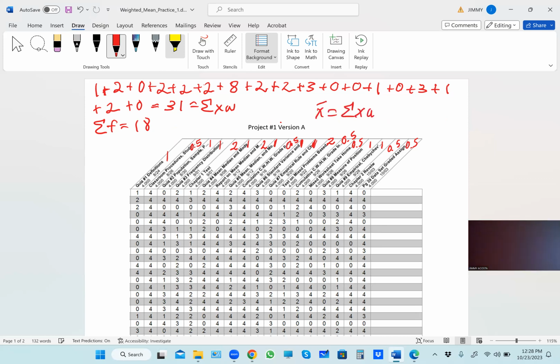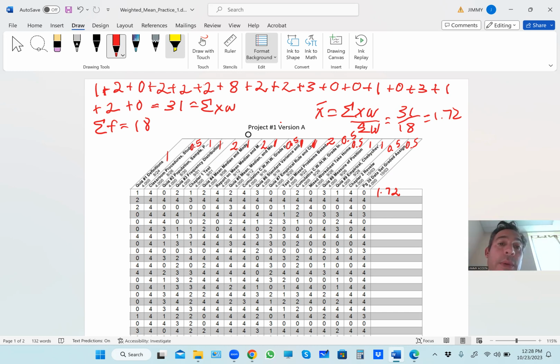So now you take the sum of x times w divided by the sum of the weights, which equals 31 divided by 18. 31 divided by 18, that's 1.72. So this student has barely a C in the class. Okay. And now you repeat that for all of them and you show me the work. If you don't show me the work, I don't give you credit.